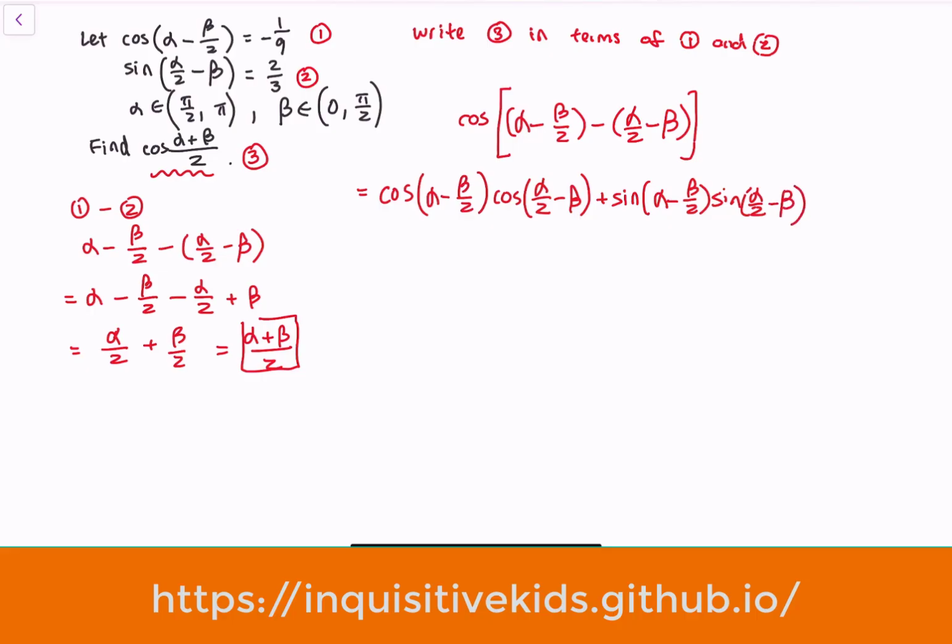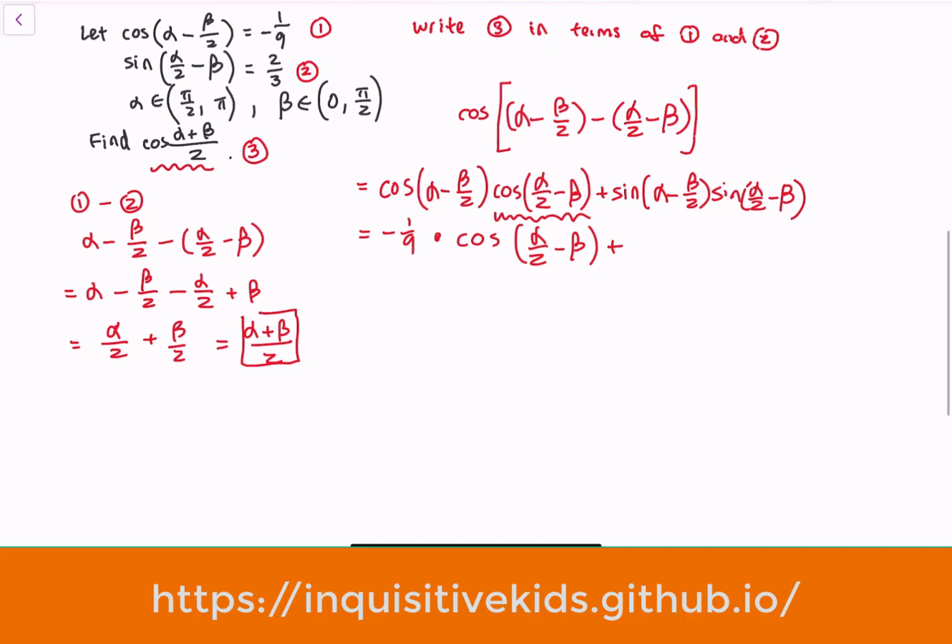Now we can use what the problem already told us. Cosine of alpha minus beta over 2 is equal to negative 1/9 times this. We can leave it for now, but we will be able to solve for it later using the Pythagorean theorem. Plus sine of alpha over 2 minus beta. That's equal to 2/3. We can keep this term. Our next step is to solve for the cosine of 1 and the sine of 2.